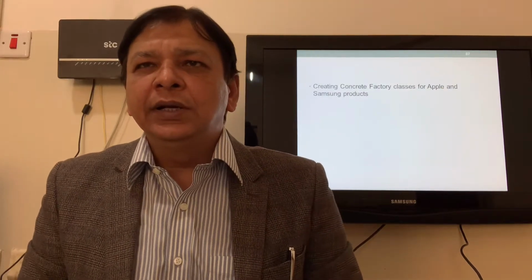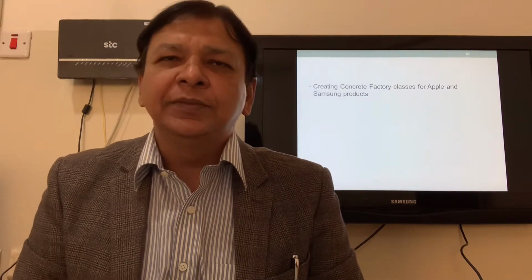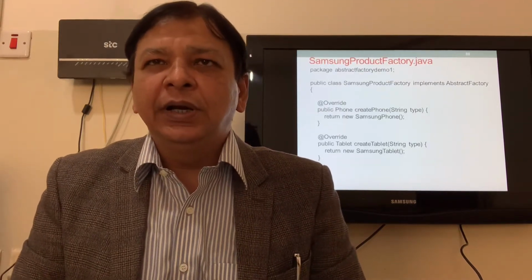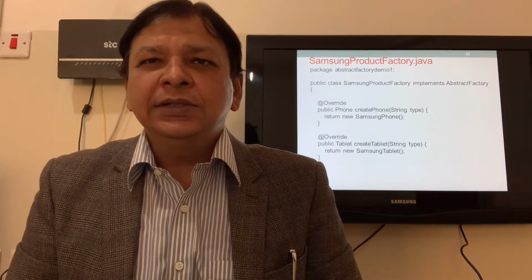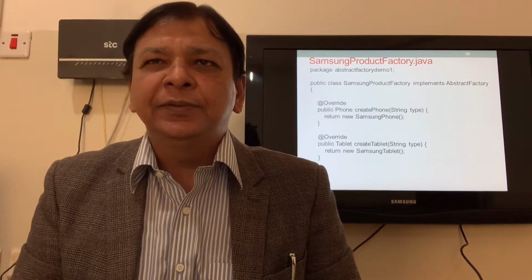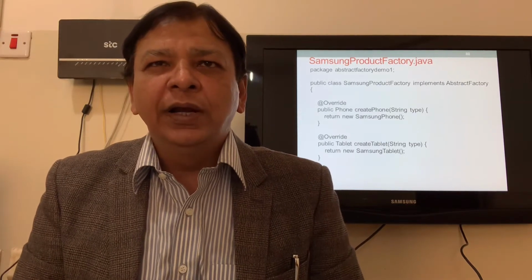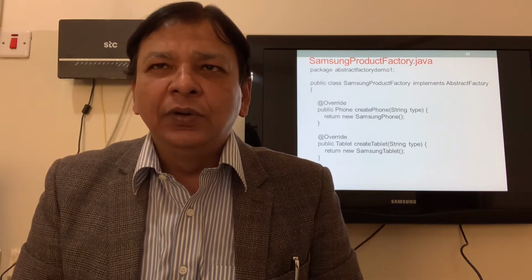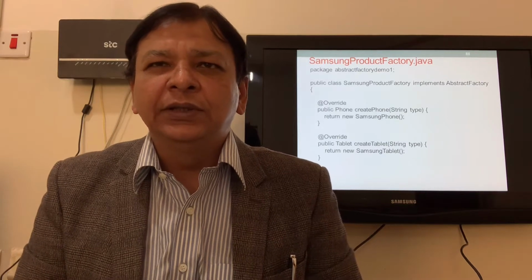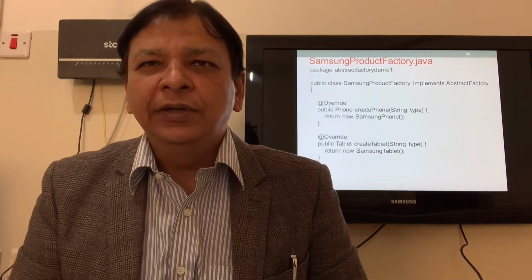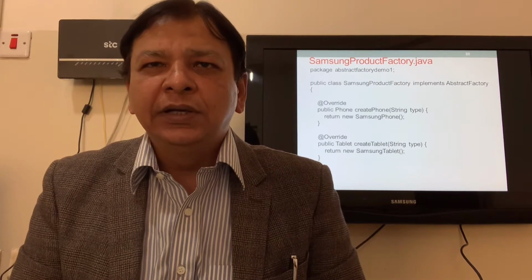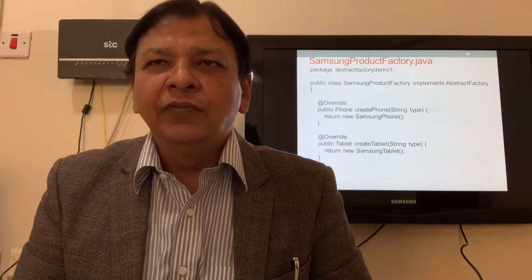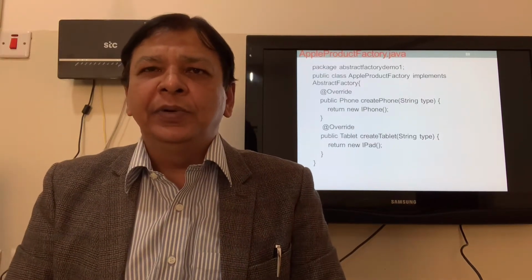Then we are creating concrete classes for the Apple factory and the Samsung factory. We are creating the Samsung product factory first. Public class SamsungProductFactory implements the AbstractFactory interface, and we override the method public Phone createPhone(String type), return new SamsungPhone. Then we close the method, and we override the second method for the tablet, public Tablet createTablet(String type), return new SamsungTablet, and we close the method and we close the class.